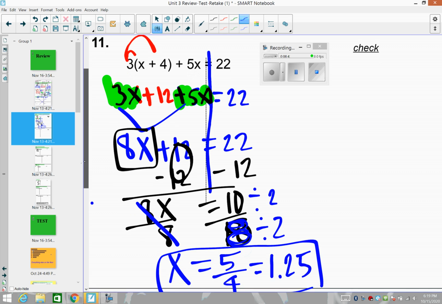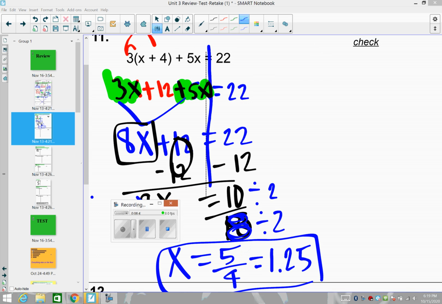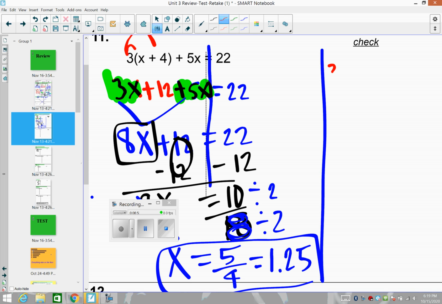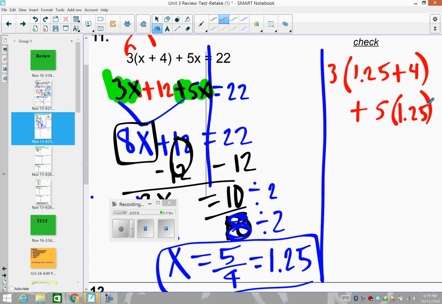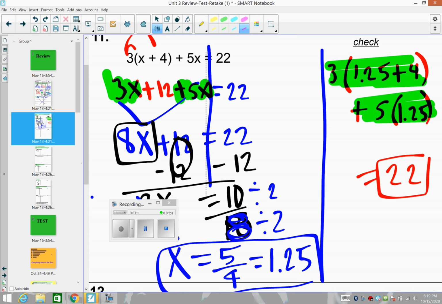So the next step then would be to do the check step, where we plug it back in. All right. So as we check here, we would have 3 times 1.25 plus 4 is the first term, plus 5 times 1.25. The question is, does that equal 22? So we're going to plug all of that stuff in our calculator. I'm going to highlight all of this stuff. Does that equal 22?